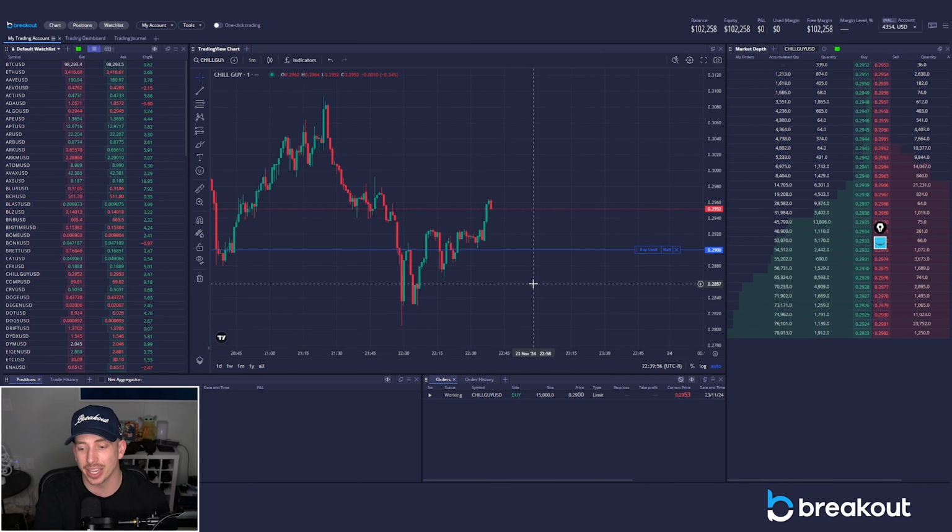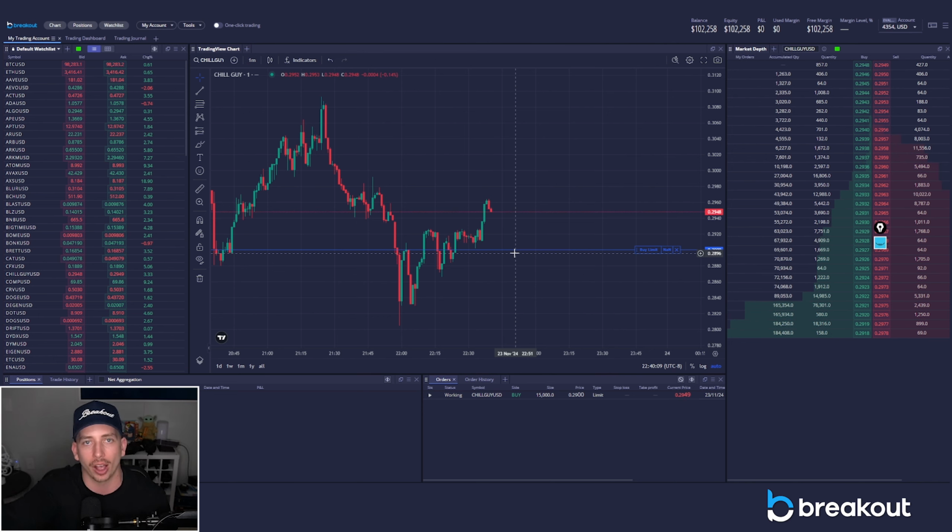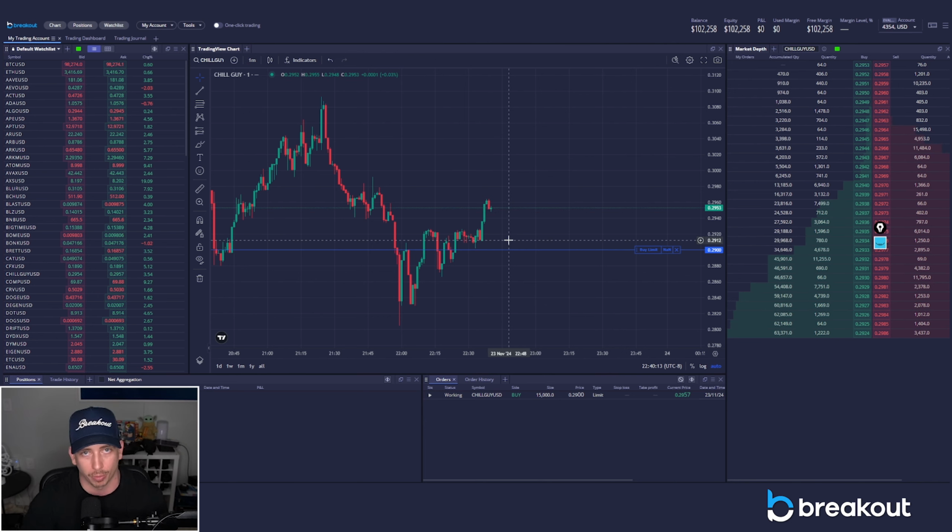And as you can see here, the order is actually showing on the chart here. So if price comes down and tags this line where my order is, I will get filled, and I'll get filled at exactly the price that I want to. This works the same on your sells. You can choose exactly where you want to sell at instead of closing out with a market order.